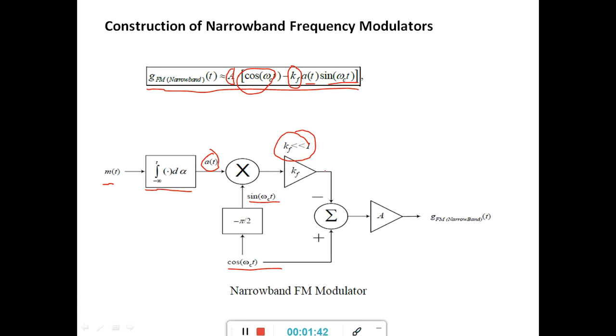After this multiplication, the output is given to the summer. Here in the summer we add the carrier signal, and the output is multiplied with the amplitude A. So this is our total equation, amplitude A multiplied with cos of omega ct plus the output of this, and we are getting the narrowband FM signal.